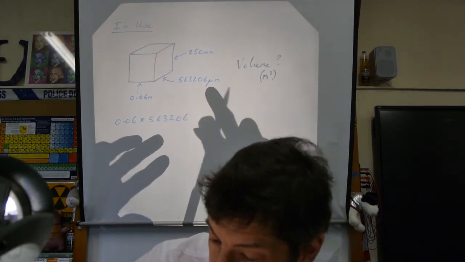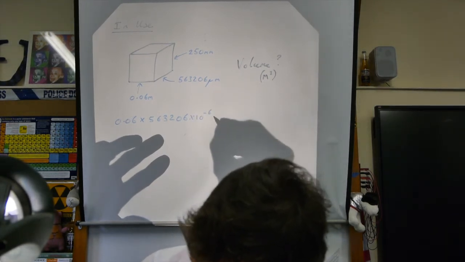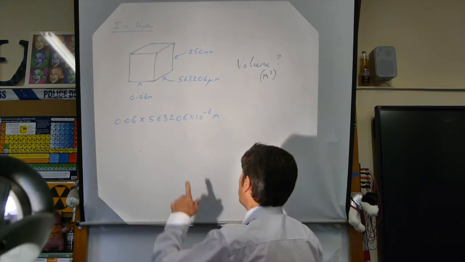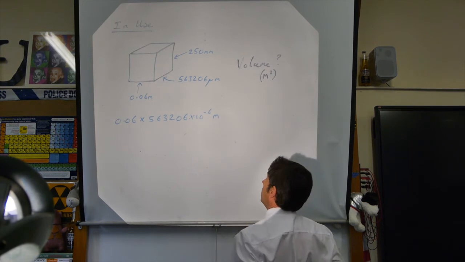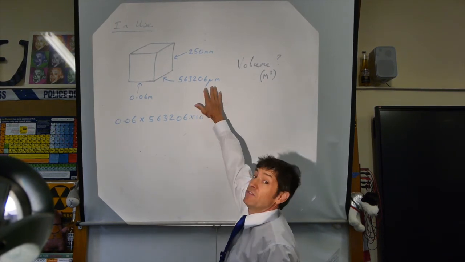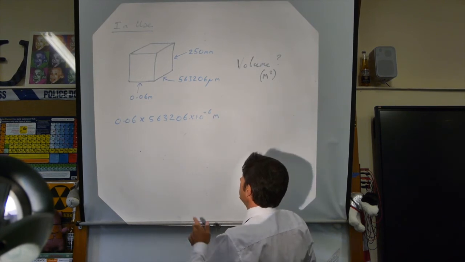563,206. Right, how many metres? Micro is times 10 to the minus 6 metres. Hope you knew micro off by heart. Mu, the Greek letter, lowercase mu, comes up a lot. It means lots of things in physics, but in this case it's a prefix.